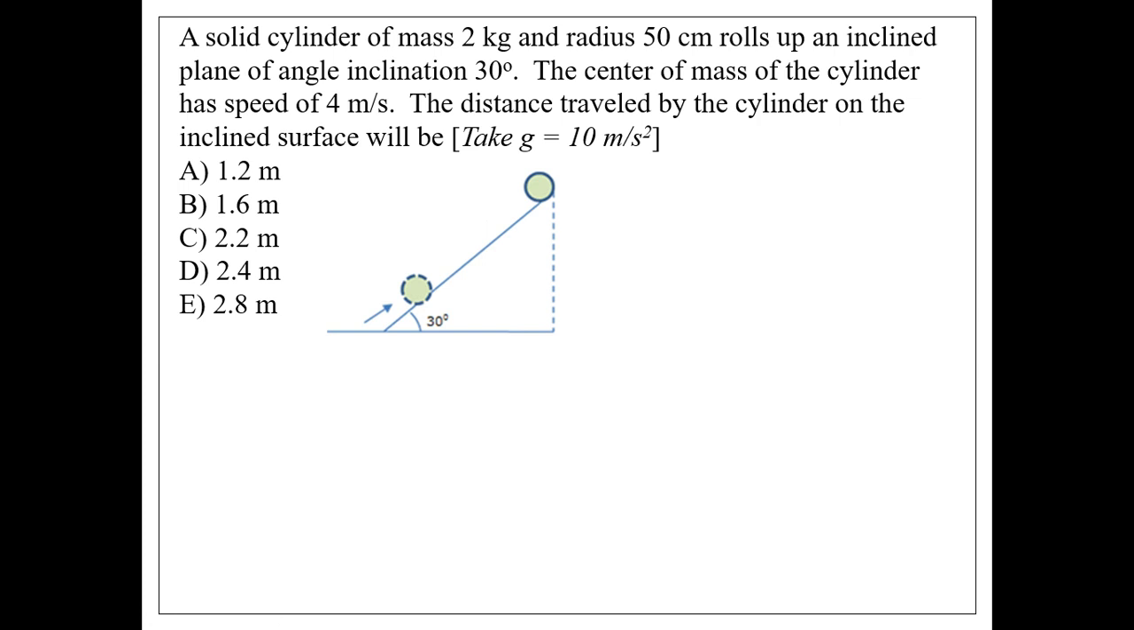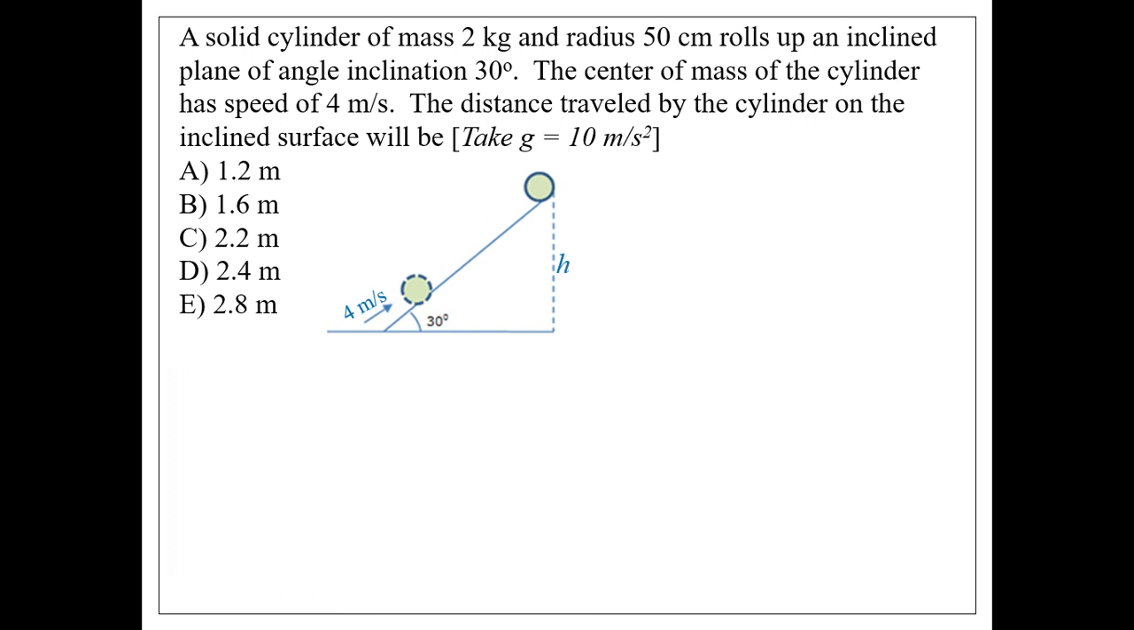Here's the next one. Here we have a solid cylinder of mass, blah, blah, blah, and the radius is 50 centimeters, and then the incline here is angled at 30 degrees, and it wants to find the distance that it traveled up the incline. So here, initially, it's moving horizontally at a speed of 4 meters per second. It's essentially going to climb up to the top. So similarly to the last one, okay? Here, the value is given though.